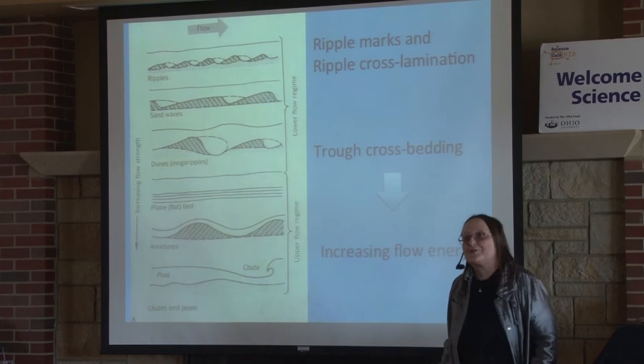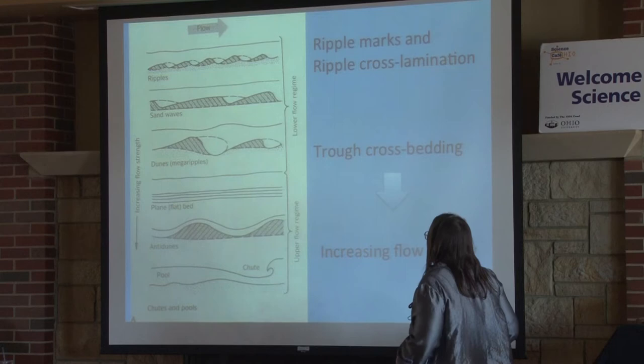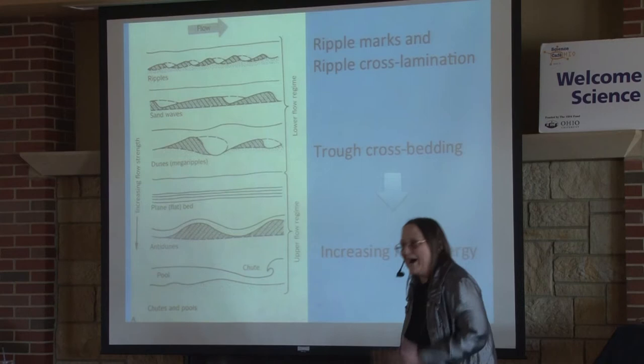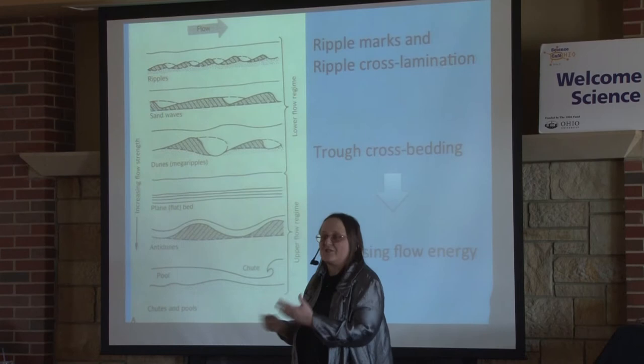Okay? So we looked at ripple cross lamination, so there's some movement. And we have trough crossbedding, which is more power, more sediment to move as you go down this diagram here. Now, people have modeled this in detail and looking at the variables. And I want to show you three little animations about how these things form through time.